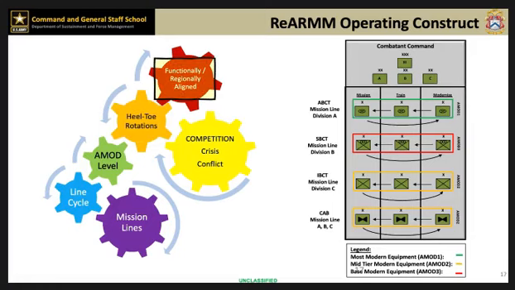It functionally and regionally aligns the total Army, active duty, National Guard, Army Reserve against current, in this case, FY22, Joint Staff and Army requirements. Units in this construct are aligned against competition requirements, but optimized for escalation through crisis to conflict. We'll talk more about how this process works in class.